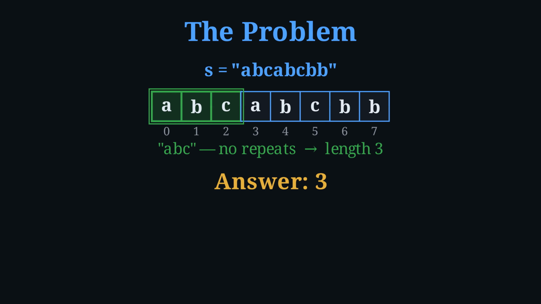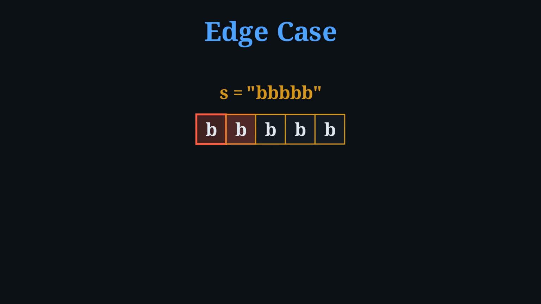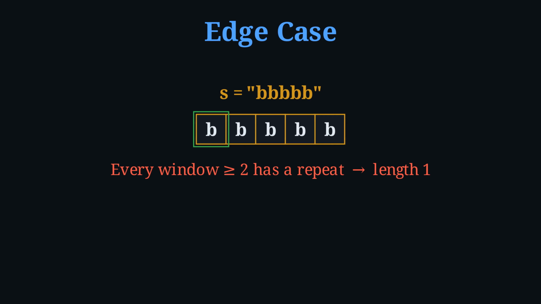Edge case, 5 identical characters. Any window of size 2 already contains a duplicate. The best you can do is 1 character at a time. The answer is 1.